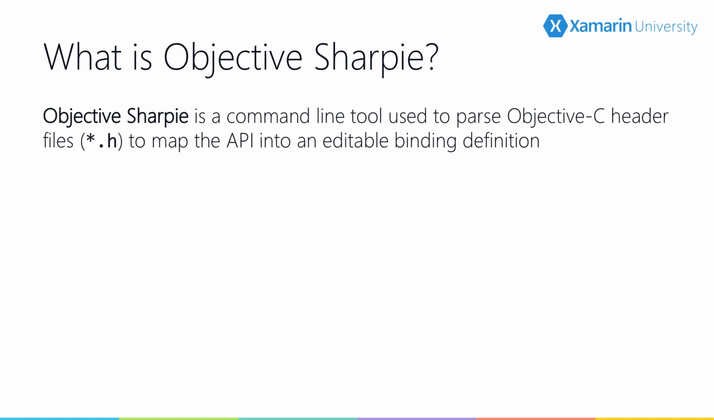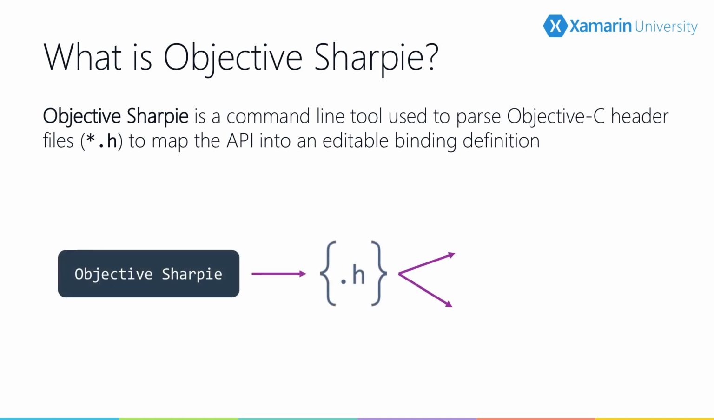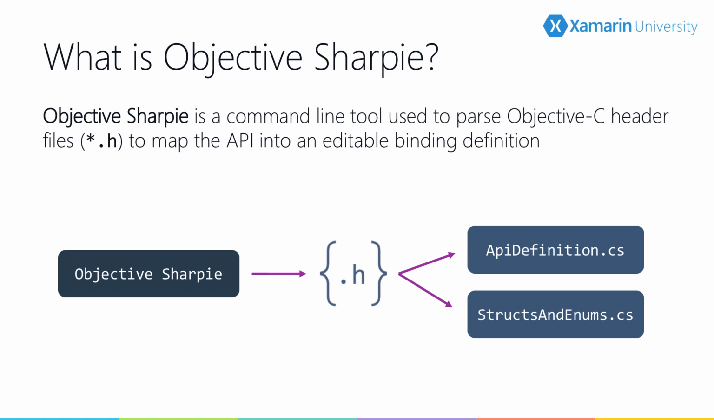There are a few items I would like you to keep in mind when using Sharpie. Sharpie is a command line tool, created and maintained by the Xamarin iOS team. Sharpie allows us to bootstrap the manual coding steps that we have described so far. It also is capable of parsing header files to map the defined APIs into an editable binding definition. So this means that Sharpie knows how to interpret most of the Objective-C code constructs, and you will find it invaluable in terms of your binding workflow.